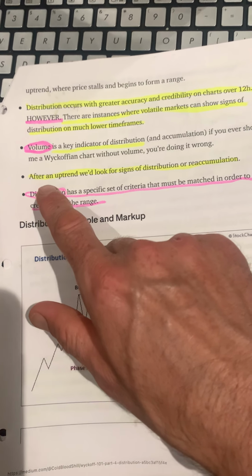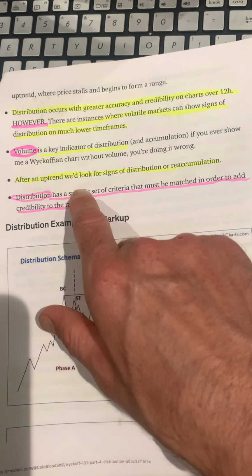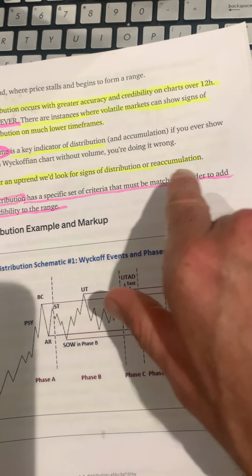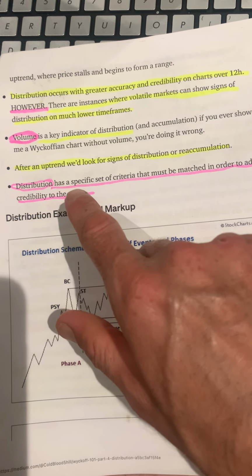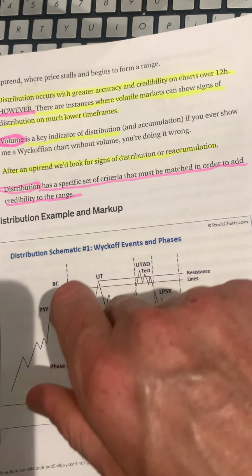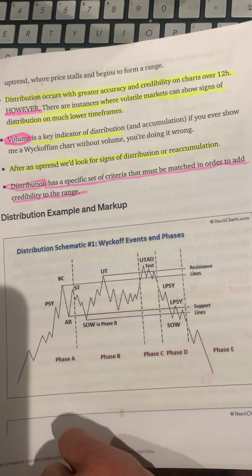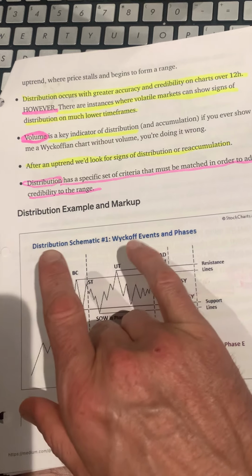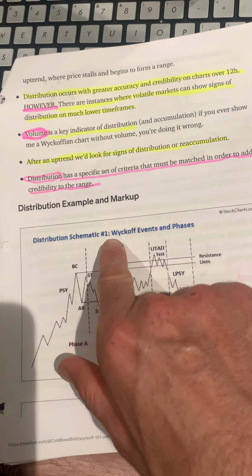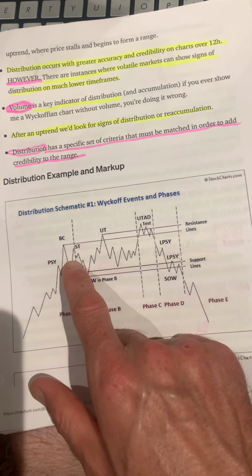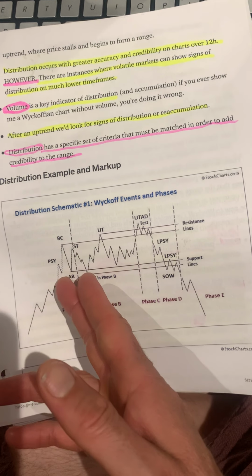After an uptrend, we look for signs of distribution or reaccumulation. Distribution has a specific set of criteria that must be matched in order to add credibility to the range. So this is the distributive schematic number 1, Wyckoff events and phases.